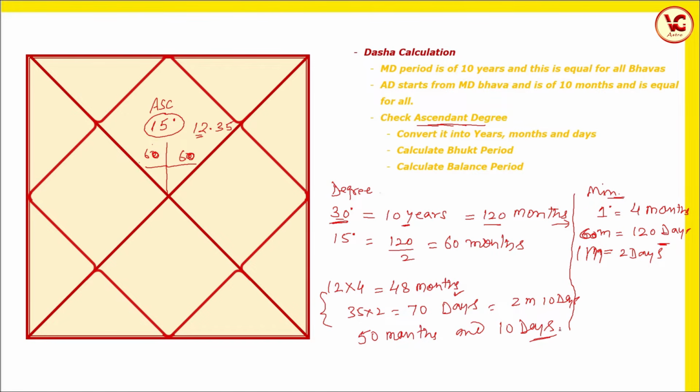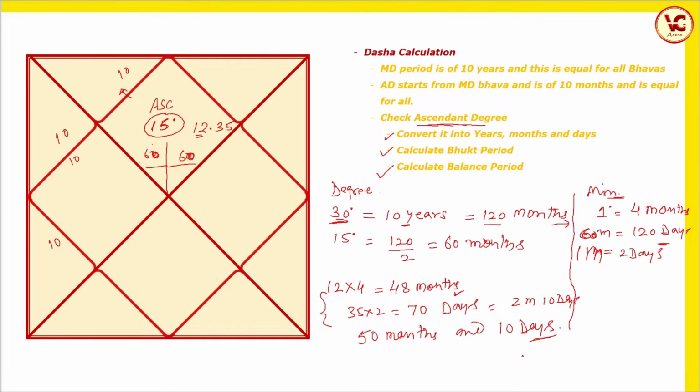He has already bhukt that period of 50 months and 10 days, right? So we have to calculate the remaining period. Now we have converted it into years, months and days, and we have calculated the bhukt period. Now we have to calculate the balance period, because for the next houses we know this is 10 years, this is 10 years, this is 10 years, for all remaining houses. We have to calculate, because we needed to check what the degree is.